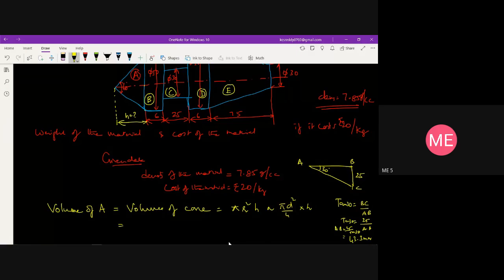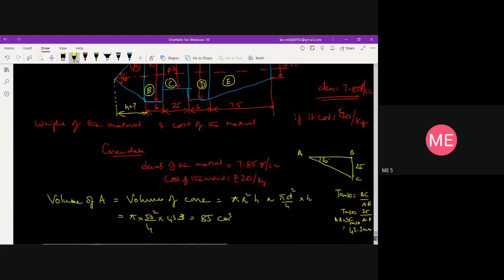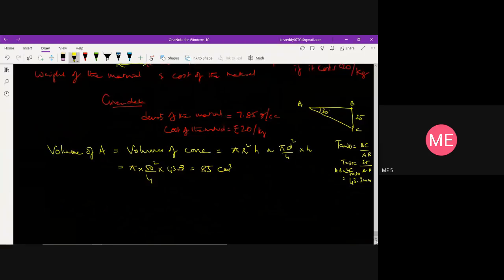So volume of the cone is equal to pi R squared, directly with diameter I will be taking pi d square by 4 into height, which is given as 43.3 mm. By substituting all this into the equation, you can use it in terms of centimeter cube. So 5 square I'll take, and this is 4.33. So volume will become 85 centimeter cube. I'm converting millimeter into centimeter so that I'll find out the volume of A.